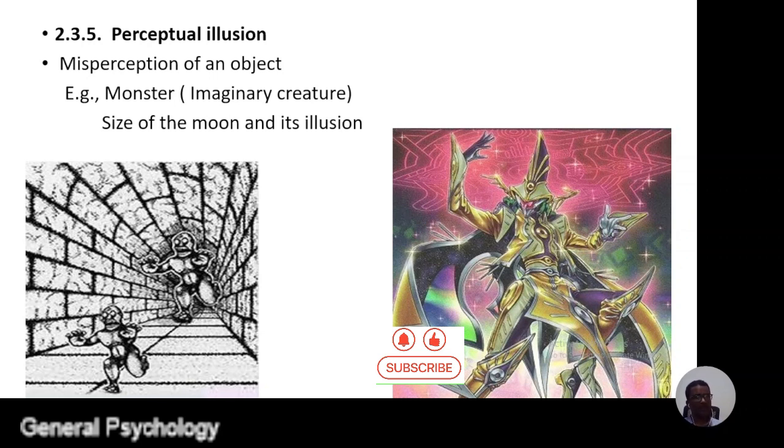For example, monsters. When we were children, most of the time we were told about a monster. A monster is an animal who can eat children or small kids. But a monster is an imaginary creature. There is no monster right now.